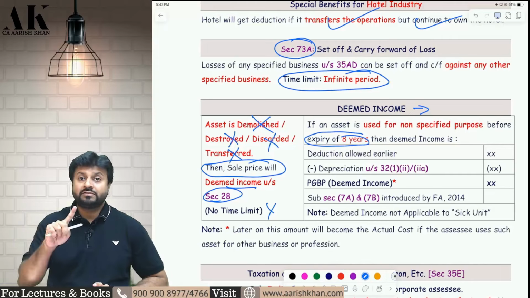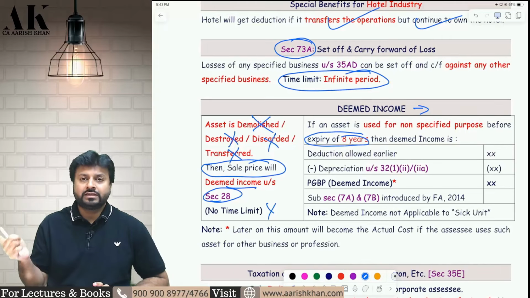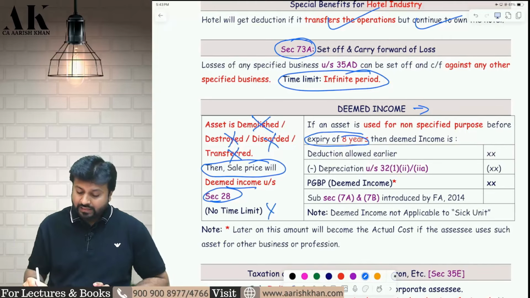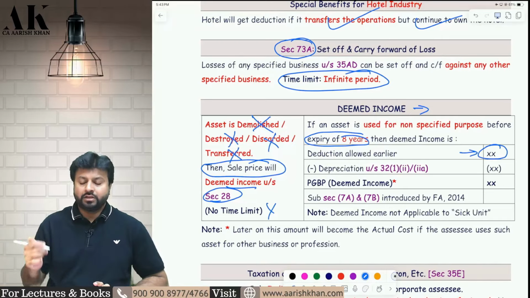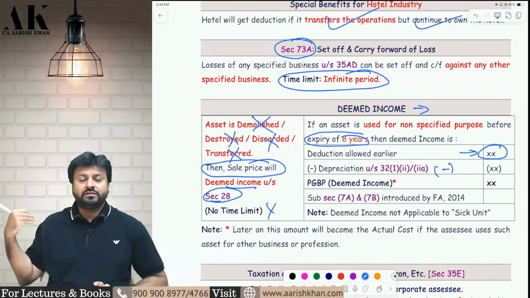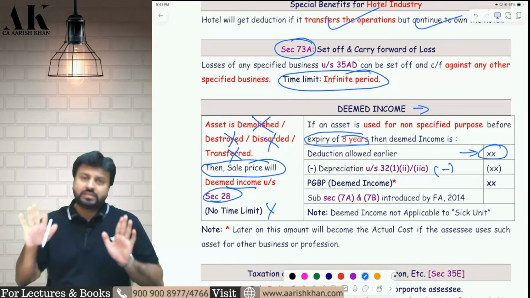You cannot use that business for other purpose for 8 years. If you use that asset for other purpose for 8 years, then the deemed income will be as follows. Whatever deduction you have claimed earlier, in my example 100 crore, minus the depreciation for those many years for which you have used the asset normally.